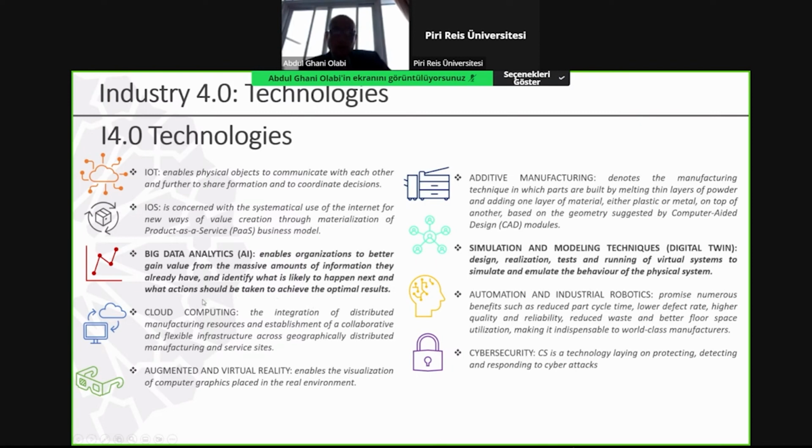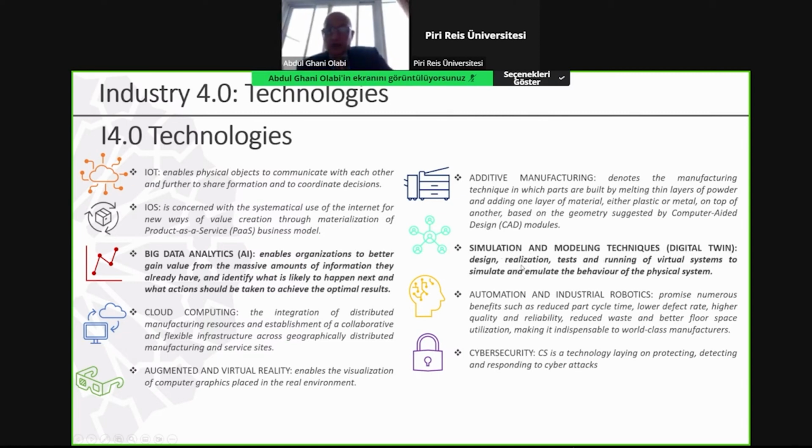We have cloud computing. I will not go into it a lot. We have augmented and virtual reality. We have additive manufacturing. Here's the second point I want to talk about. This is simulation and modeling technique. So with simulation and modeling technique, here we come to digital twin.